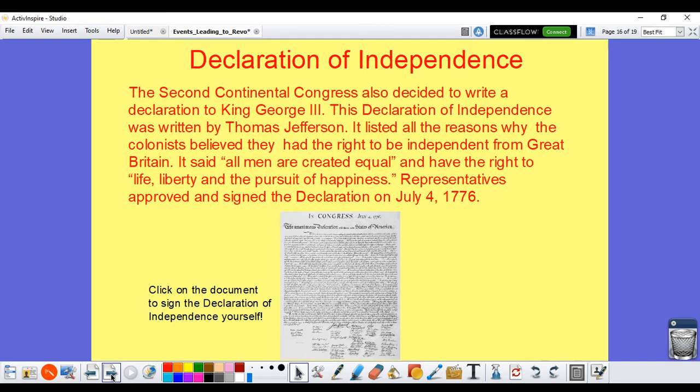Now, you might recognize that date, but that is July 4th, our Independence Day, and we celebrate it because of the signing of the Declaration of Independence on this day.